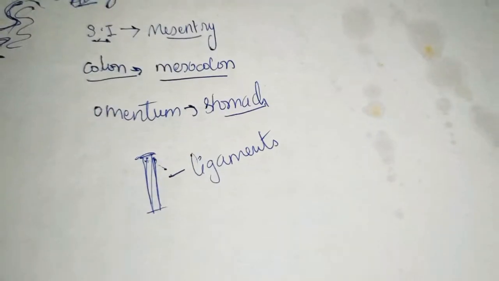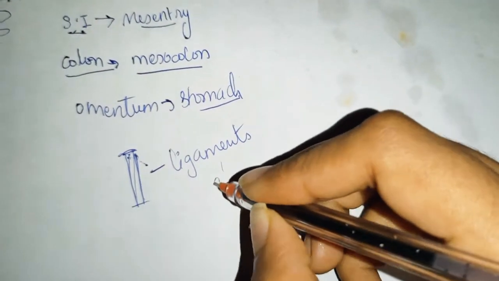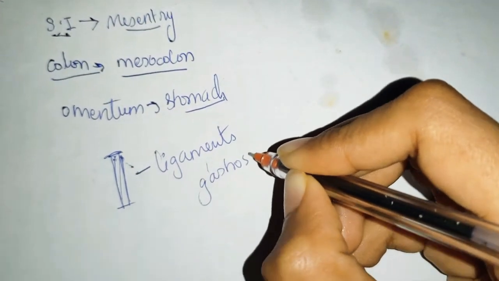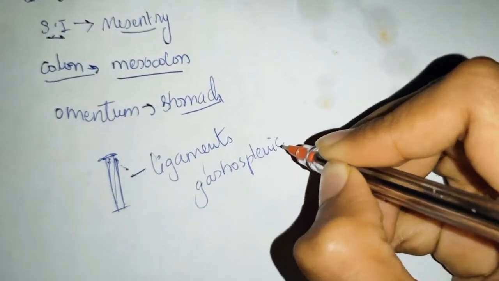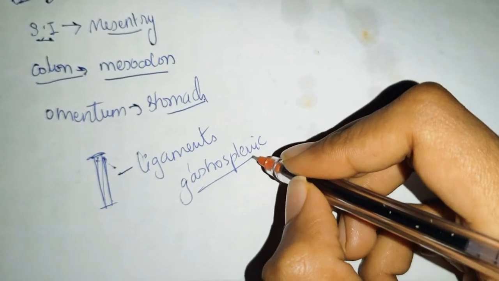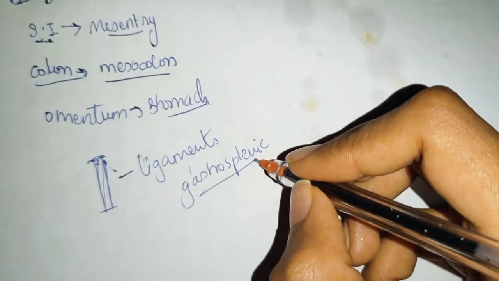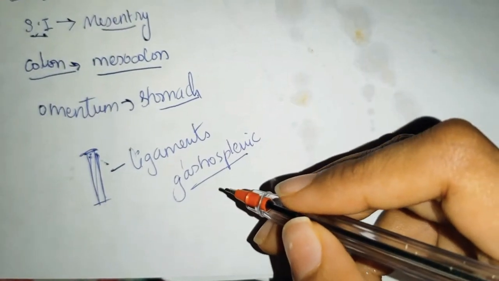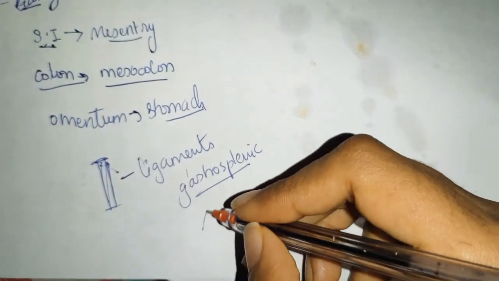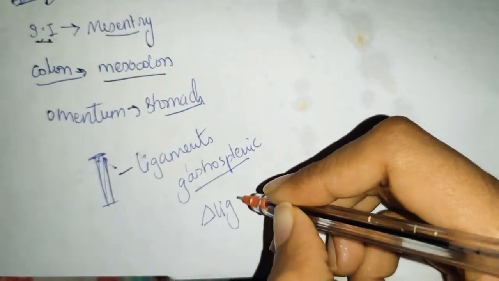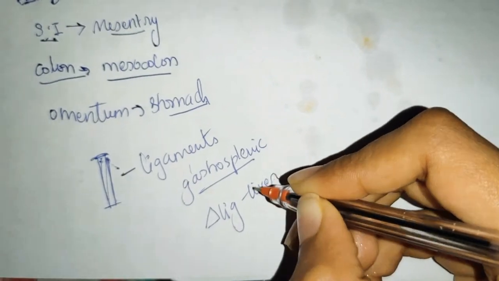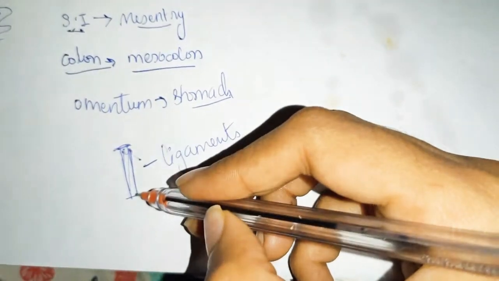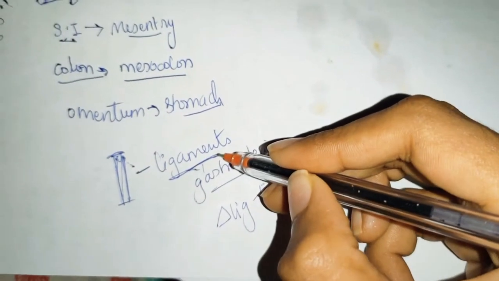For this ligament example, you can take the gastrosplenic ligament. From the name itself, you can understand it's a ligament from the GI system to the spleen, which is connecting the stomach to the spleen. Other folds are named according to shape also, for example the triangular ligament present in the liver. So ligaments are nothing but the double layer of the peritoneum forming a ligament.